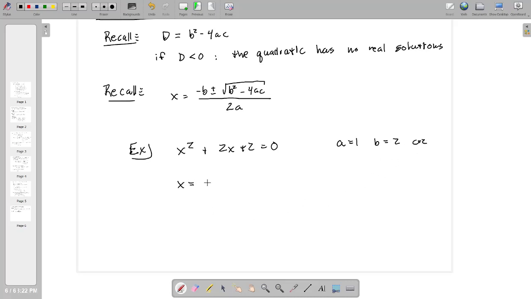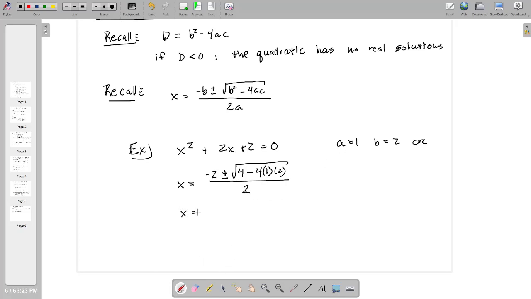So x equals negative b, so we get negative 2, plus or minus the square root of b squared, 2 squared is 4, minus 4 times a times c. So 4 times 1 times 2, all over 2 times a, which is just going to be 2, because 2 times 1 is 2.